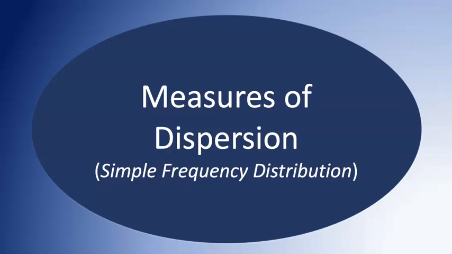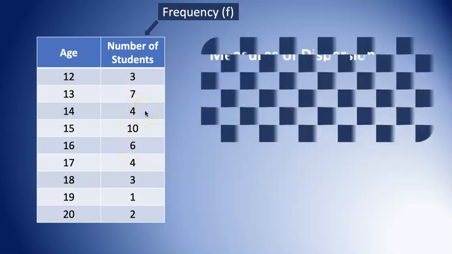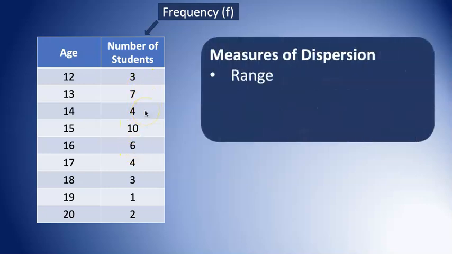We are now looking at measures of dispersion for a simple frequency distribution. So here we have our frequency distribution. We have the age of the students and the number of students, the frequency. So measures of dispersion. Let's do the range first.